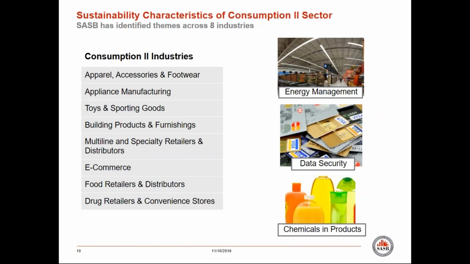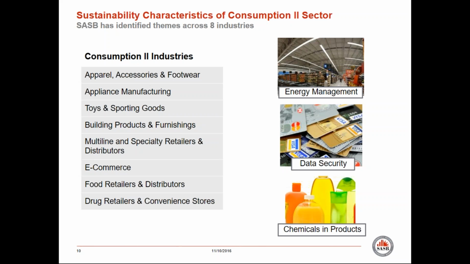So Consumption 2 can also be thought of as consumer goods and retail, and there are 8 industries in this sector. We see 2 subsegments in Consumption 2, so that's the consumer goods manufacturers and the retailers who sell those consumer goods products. To the right here, I have some examples of a few themes that we see in this sector. So at the top, we have energy management and retail. So that's probably not surprising, as we all know retail companies have large amounts of real estate for their stores.